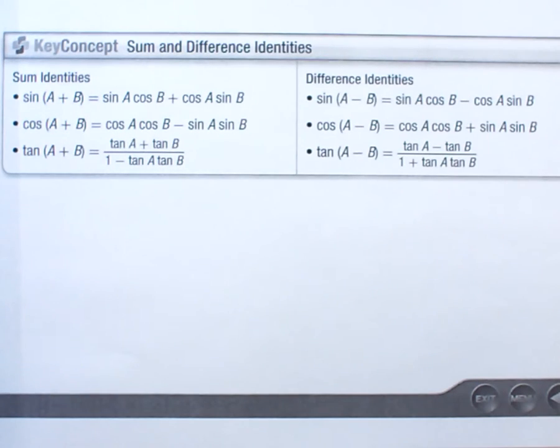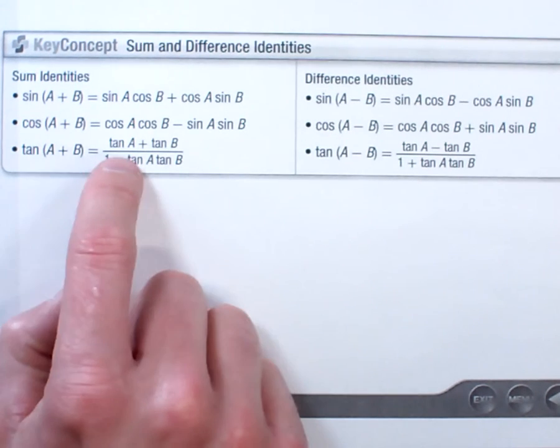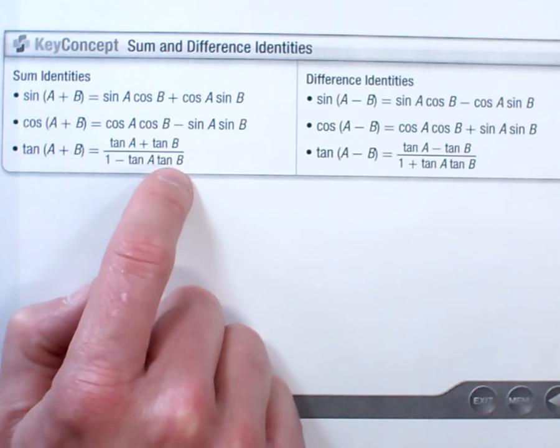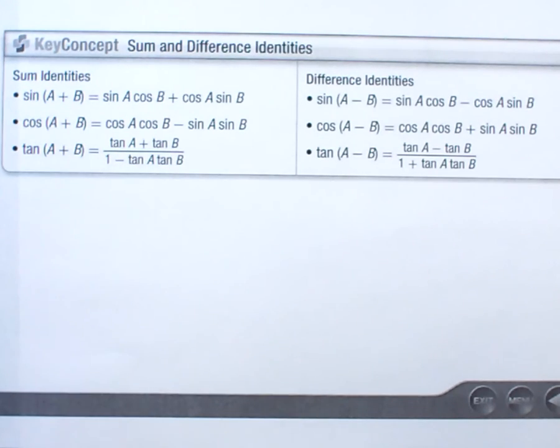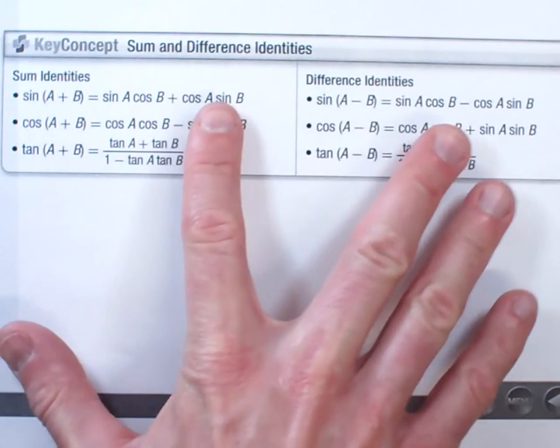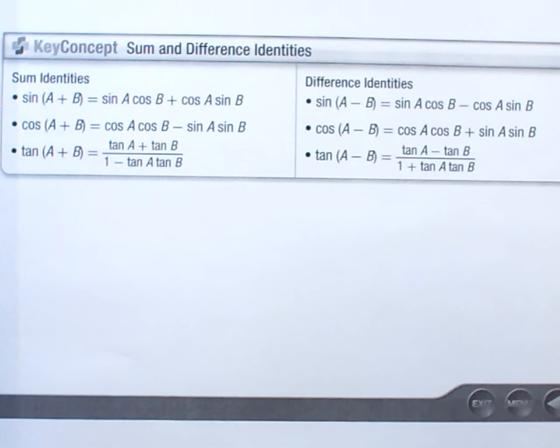Tangent's always that wild card in the group. Tangent of a plus b is tangent of a plus tangent of b, all over 1 minus tangent of a tangent of b. And the difference identities would be a minus b. The only difference between the sum identities and the difference identities is we flip-flop the signs all the way through. Okay? So take a minute, copy those down, and then we'll show you how we can use them.